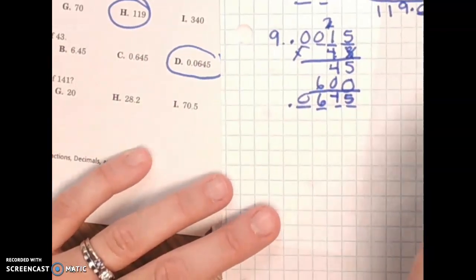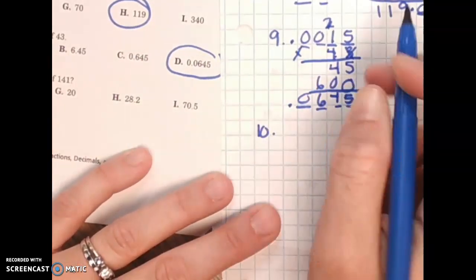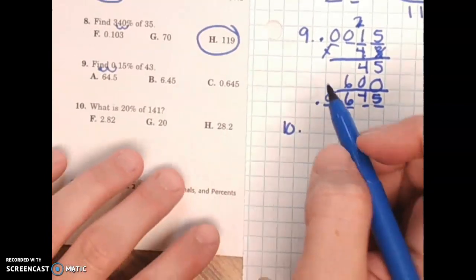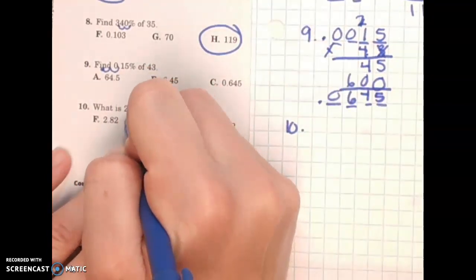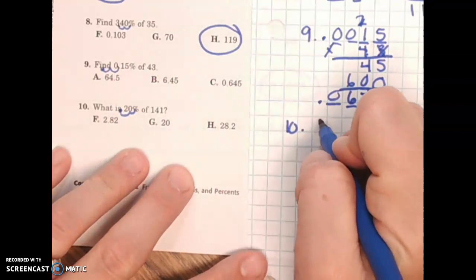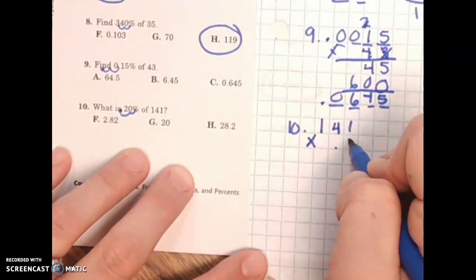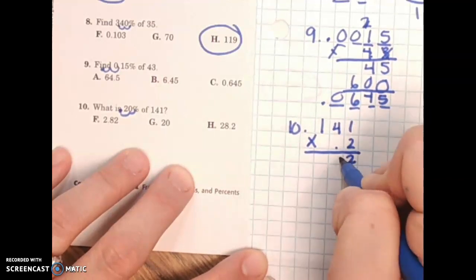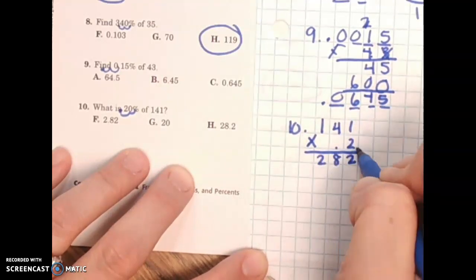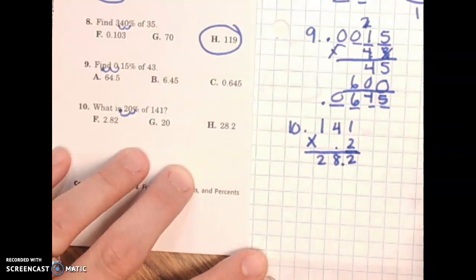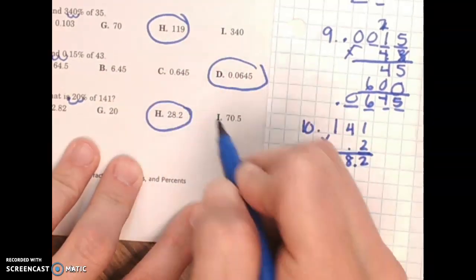Number 10. We have 20% of 141. So we're going to go 1, 2. I'm going to put 141 on top times 0.2. So I have 2, 8, 2. There's one place value. So 28.2, which is letter H.